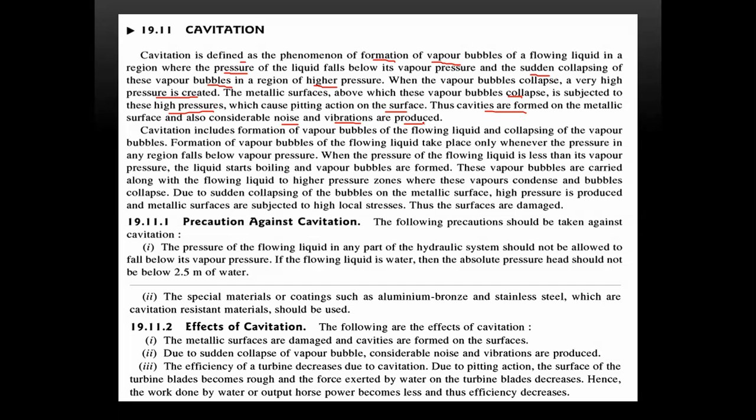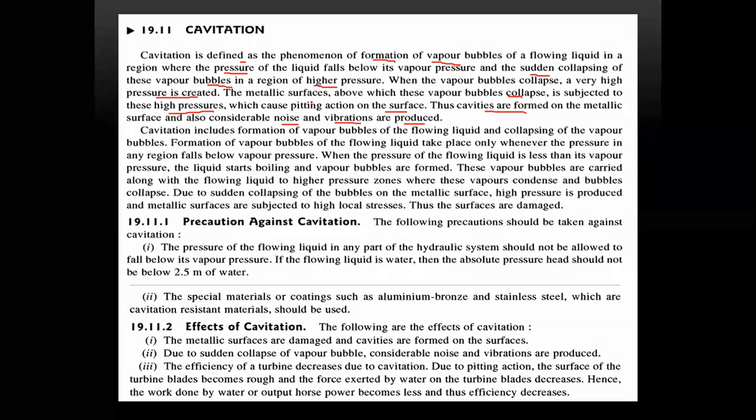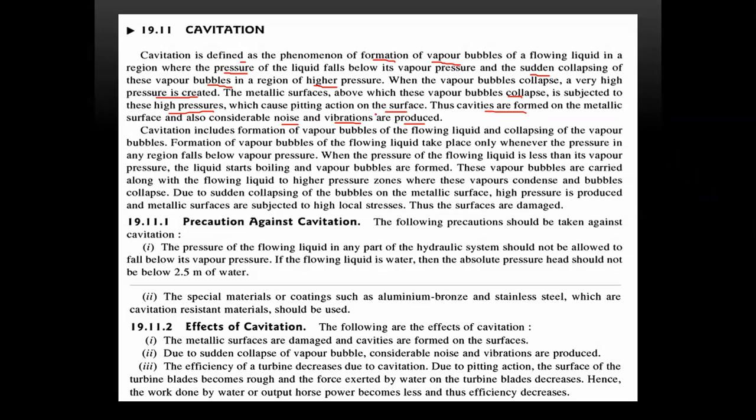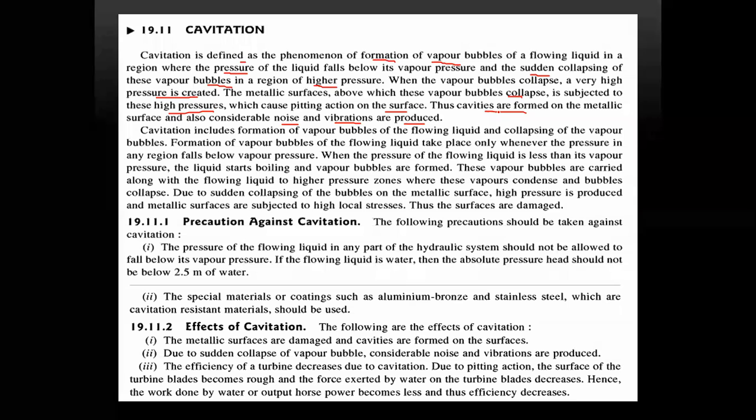So whenever these pressure vapor bubbles blast అయినప్పుడు ఏం జరుగుతుంది? High pressure is created. When the high pressure is created, metallic surface మీద what happens? You are having some sort of rupture, some sort of eroded form జరుగుతుంది. Thereby it is subjected to high pressure, making some pitting action on the surface. Thereby the cavities are formed on the metallic surface, and cavities form అయినప్పుడు automatically sound వస్తుంది, vibrations వస్తాయి అన్నమాట, right?